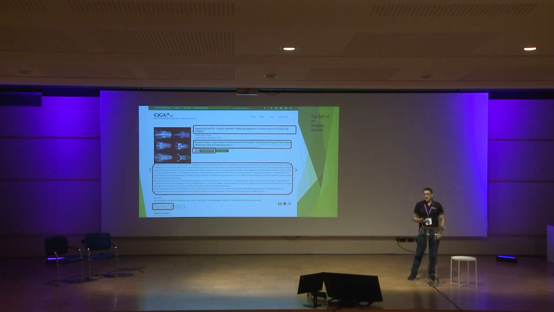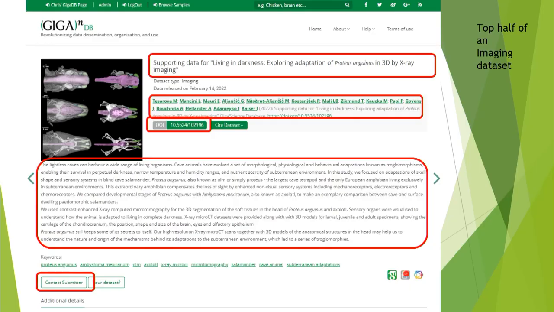Every dataset page has the title. Normally, this is "Supporting data for" as the prefix for whatever the manuscript title is. It doesn't have to be. We can adjust that as required. If we've got multiple data sets for one manuscript, we have to adjust it, because you can't have the same title for multiple data sets. Then there's the citation information in the middle there. And then there's a description.